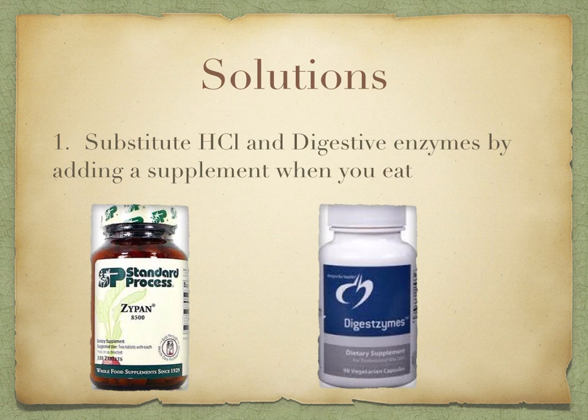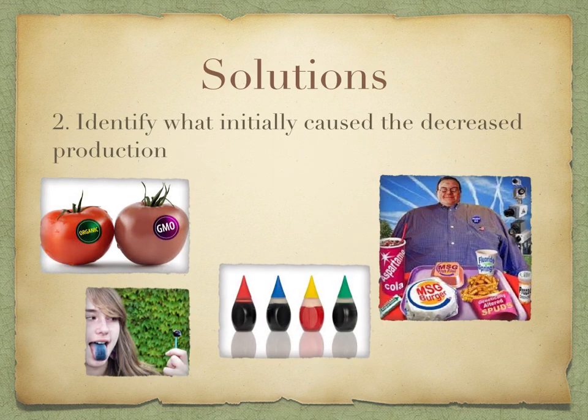So number one, you substitute some HCl and enzymes. Number two, you have to get to the cause. So you always got to ask the question, why? Identify what initially caused the decreased production. GMO foods, a big cause of decreased HCl production. Artificial colorings, flavorings, additives, MSG, fluoride, chlorine, huge blockages that block the production of HCl.